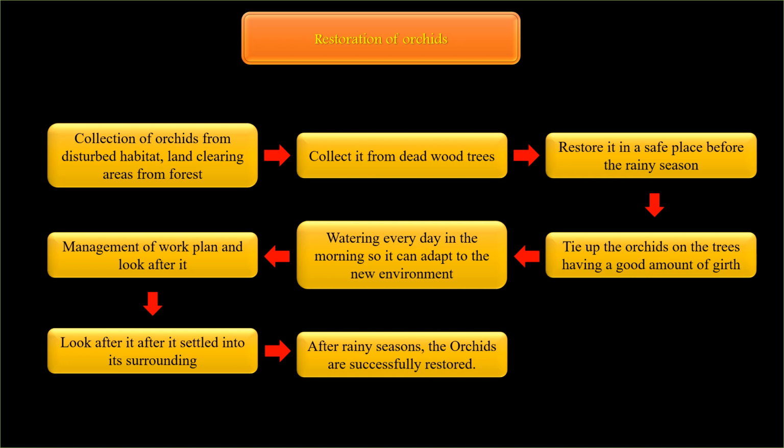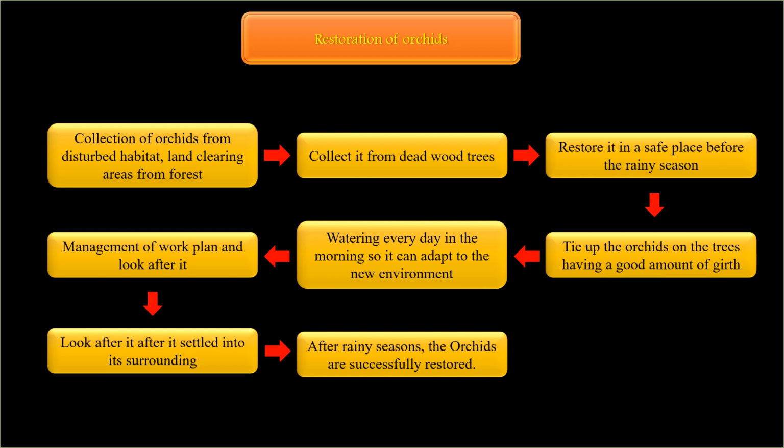Then we will restore them in a safe place before the rainy season, so that after the rainy season they will adapt to that environment and settle in that area. Then we will tie the orchids onto trees that have a good amount of growth. We will first see the growth of the trees, then tie the orchids on with the help of thread.